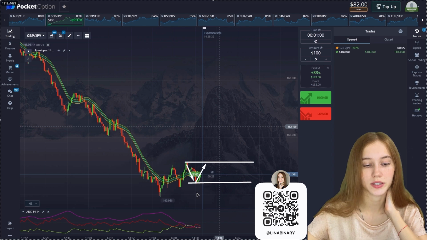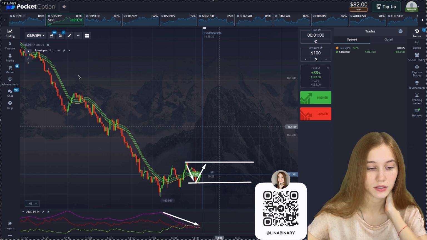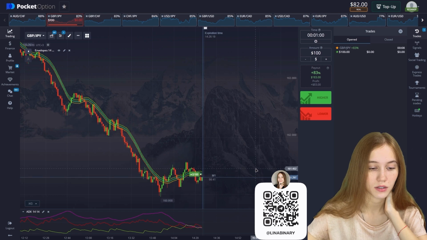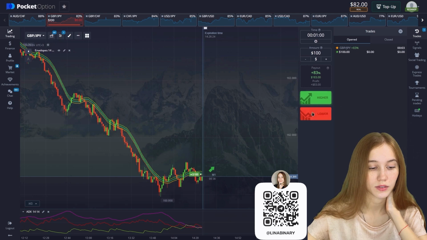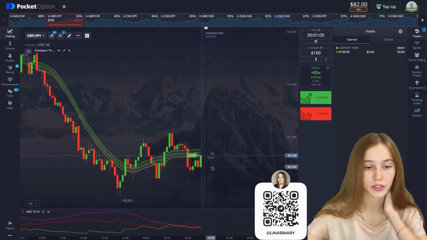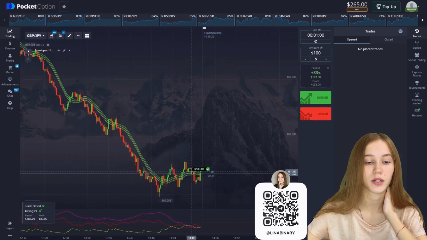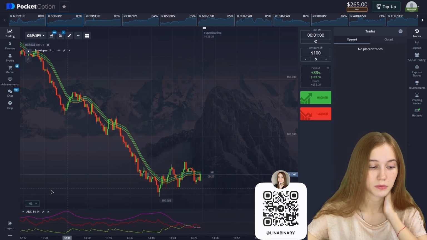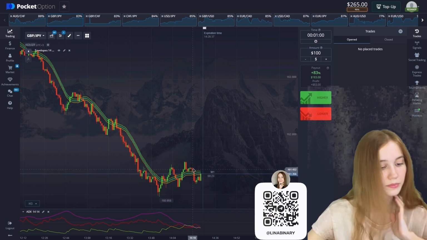The red line is directed downwards and the green line is directed upwards. This is good. We see a trend reversal and 5 seconds left until the end of the deal. Good. Our profit is $183 and the balance is $265. Good. Let's move on to the next concept.